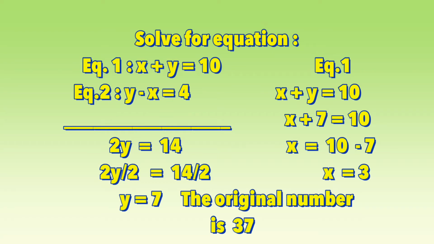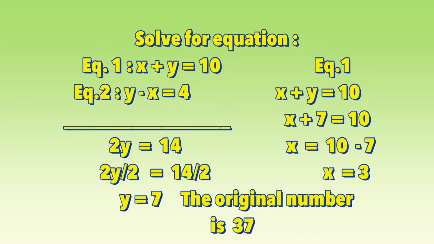Then, since we have two equations already, we're going to solve by the elimination method. We're going to eliminate the term x, and the remaining is y plus y equals 2y, and 10 plus 4 equals 14. Then to solve for y, we divide both sides by 2. 2y divided by 2 equals y, and 14 divided by 2 equals 7.